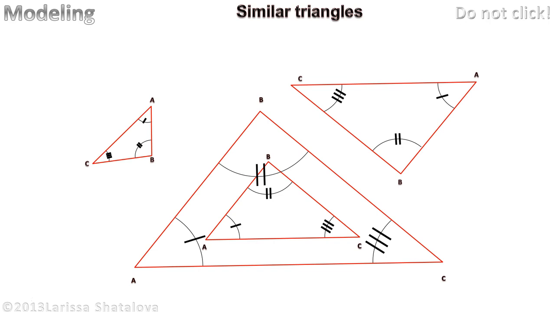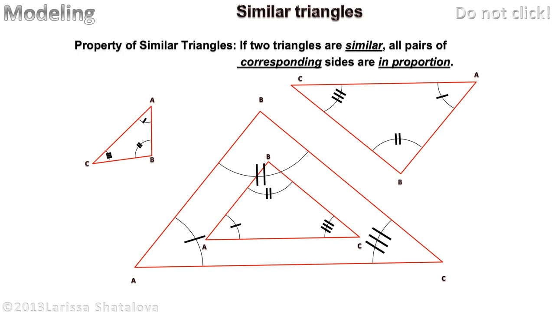But now, the property of similar triangles. If 2 triangles are similar, all pairs of corresponding sides are in proportion. This is what we are going to use.